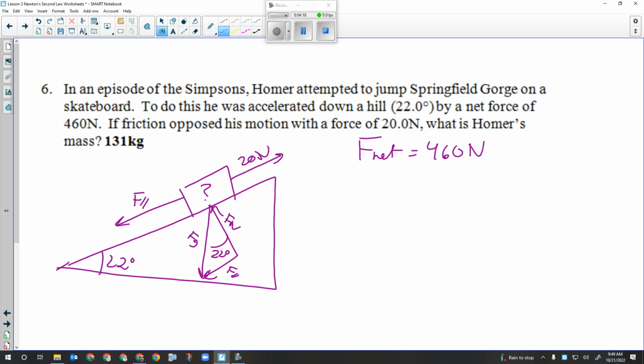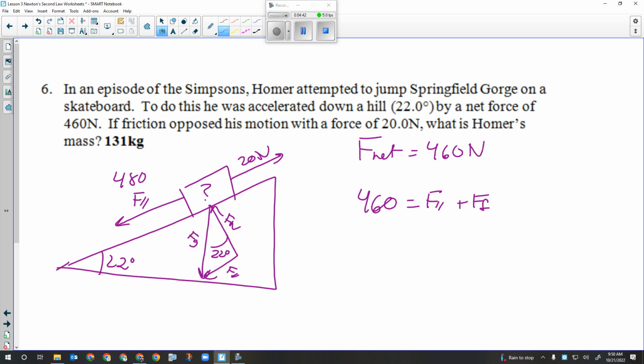So F parallel must be 480 newtons, because F net is 460, which means that 460 equals F parallel plus the force of friction, with the force of friction being negative. So it would have to be 480 plus negative 20 to get 460. Everyone okay with my reasoning there?